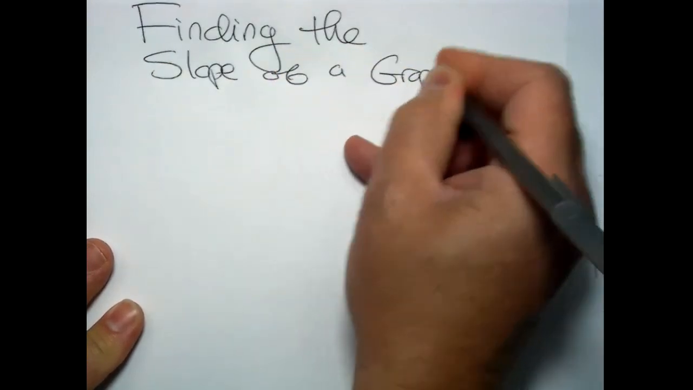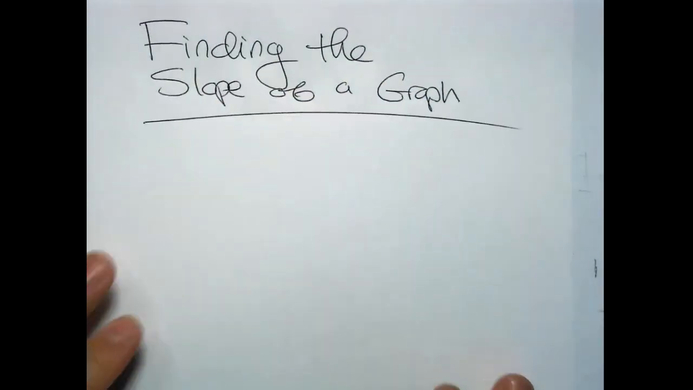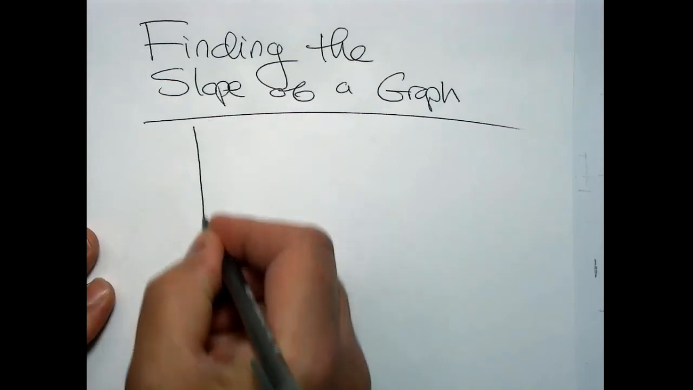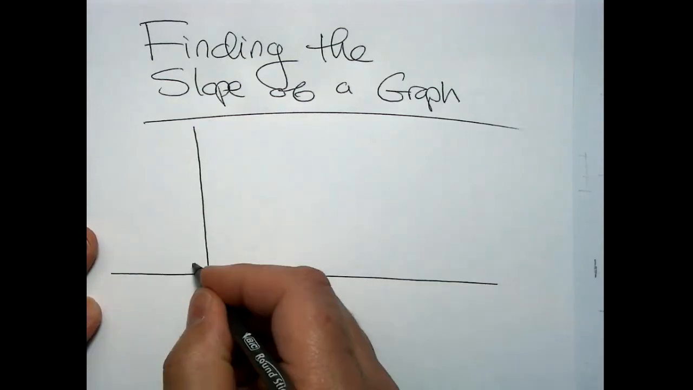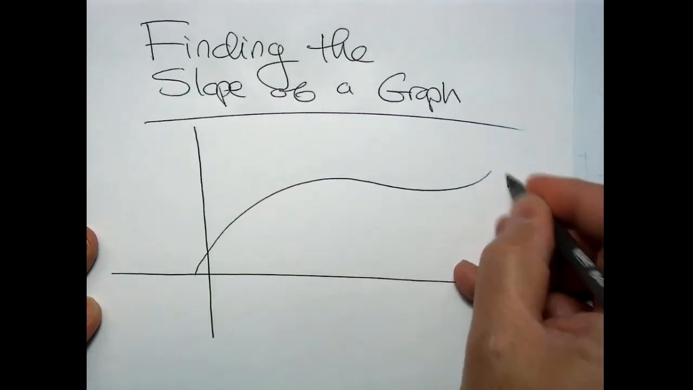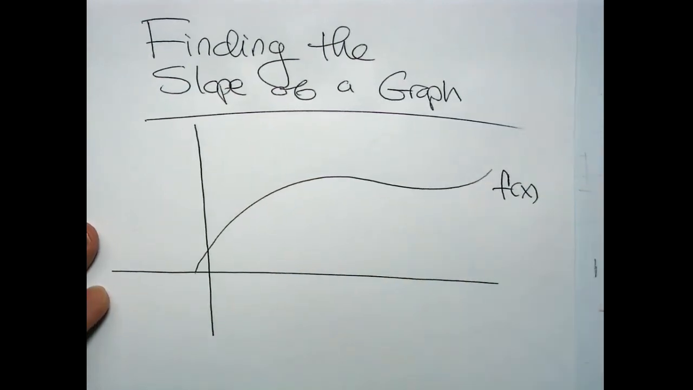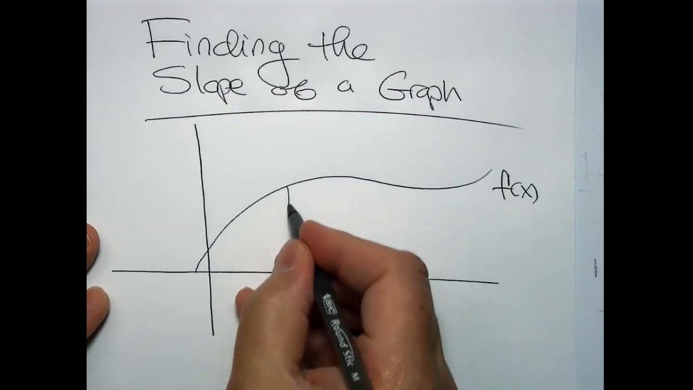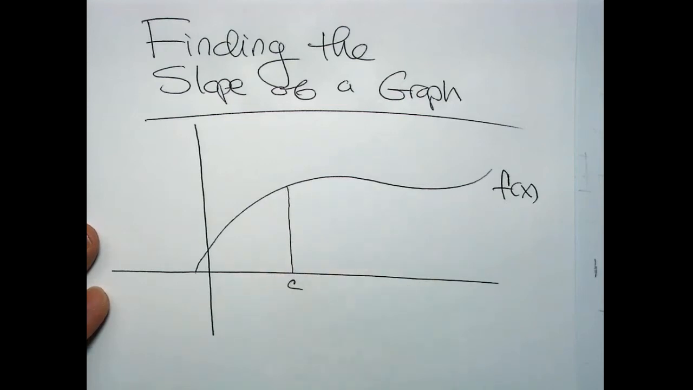Now, right now, we talk about slopes of lines. We discuss the slopes of lines. We don't talk about the slopes of a graph, but graphs have slope. I want you to take a look at this graph for a moment here. Now, if I said, can you tell me the slope of the graph here at x equals c?